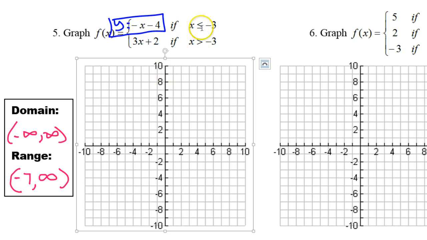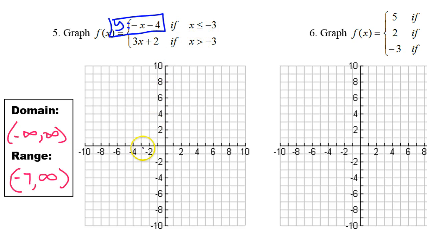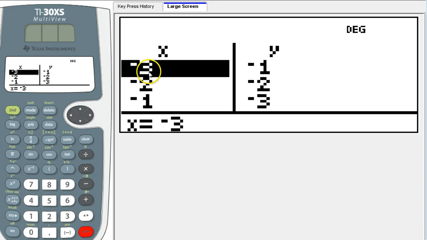Okay, and this will be a closed circle. So negative 3, negative 1, this will be the end point. Now I want x values that are less than or equal to negative 3. So looking at my calculator, less than would be numbers like negative 4.